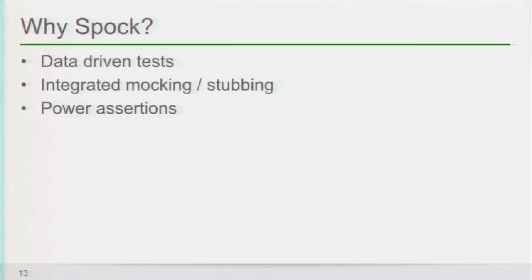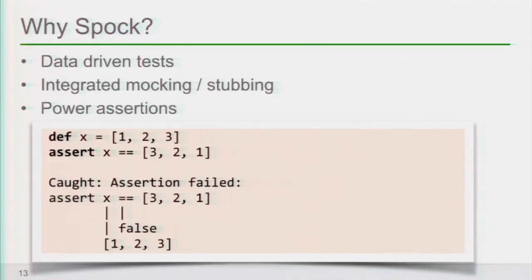As I said, it's got the data-driven tests, integrated mocking and stubbing, and power assertions, which are just fantastic. So when you get an assertion error in your tests, JUnit, for example, has all sorts of methods, assert equals, assert this, assert that, all sorts of method signatures you have to static import to compensate for the fact that the diagnosis on the error is not very clear. Whilst in Spock, it has integrated support for power asserts, so you just say x equals that, and you get a detailed diagnostic of why that failed.